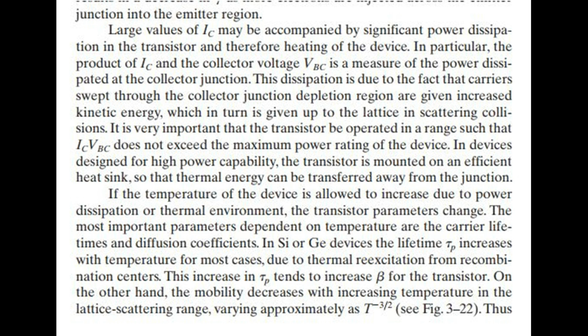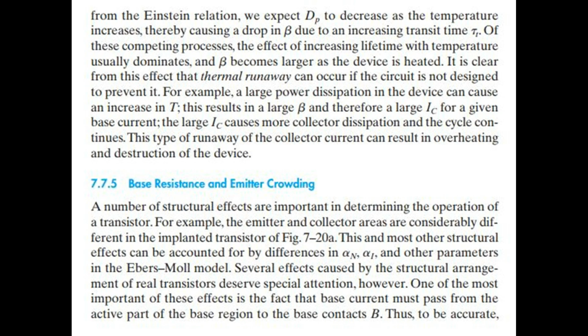In silicon or germanium devices, the lifetime τp increases with temperature for most cases, due to thermal re-excitation from recombination centers. This increase in τp tends to increase β for the transistor. On the other hand, the mobility decreases with increasing temperature in the lattice scattering range, varying approximately as 1 divided by the square root of T cubed. See Fig 3-22. Thus from the Einstein relation, we expect Dp to decrease as the temperature increases, thereby causing a drop in β due to an increasing transit time τt.